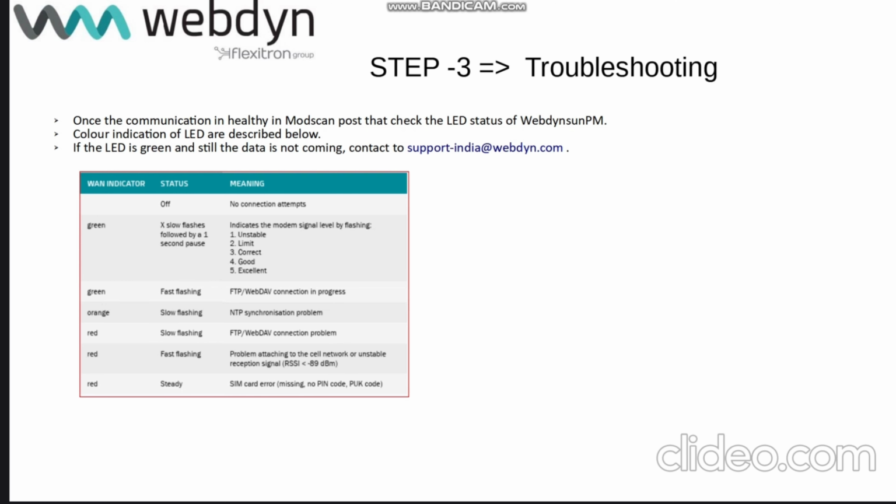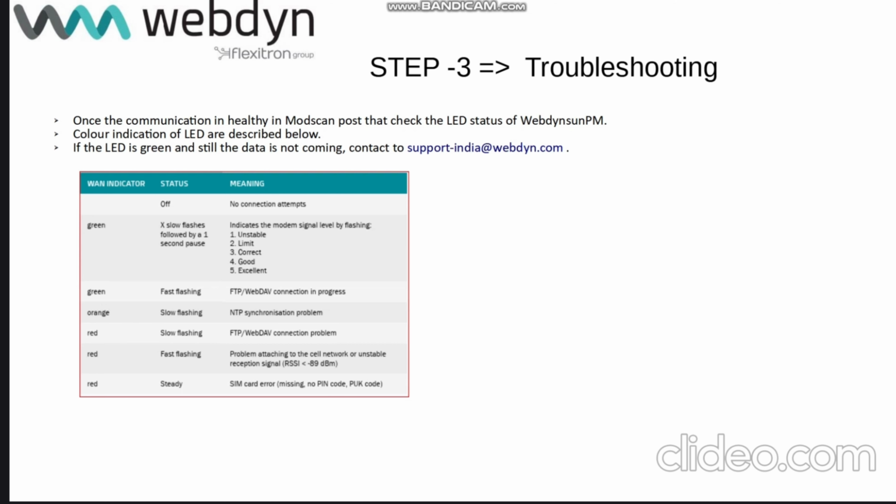Now we will move on to the common slide again. So the step 2, which is WebdynSunPM configuration, is done. Now we'll move on to step 3 because there could be some issues that you could still be facing after the completion of step 2. Now the step 3 says, if you are able to configure the modem correctly, your field devices correctly, and they are showing correct values on the Modbus tester in the configuration, but still the data is not getting pushed onto the server.